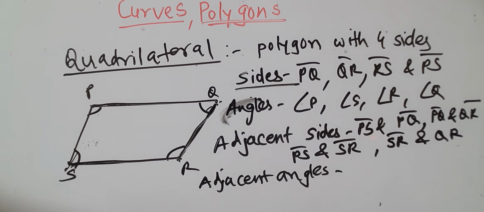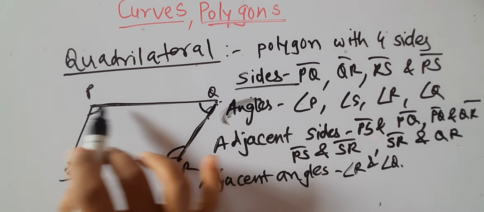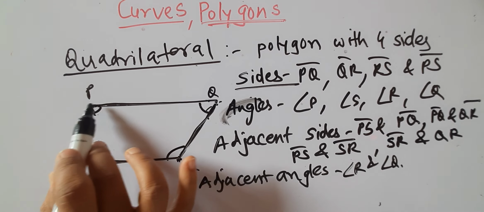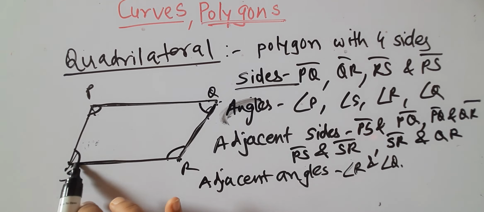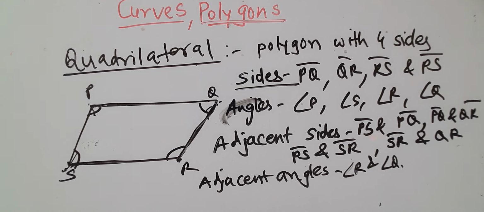So R and Q are adjacent angles. Similarly, for P as an angle, we have PQ as common. So they are known as adjacent angles. Similarly, for S, we have PS and SR. So PS is common for P and S as angles. So angles which have adjacent line segments are known as adjacent angles.